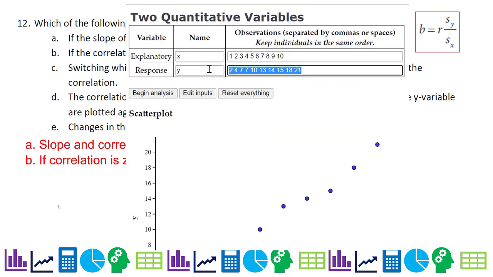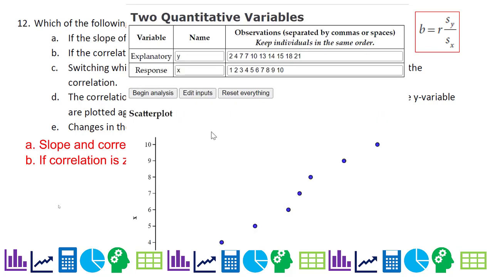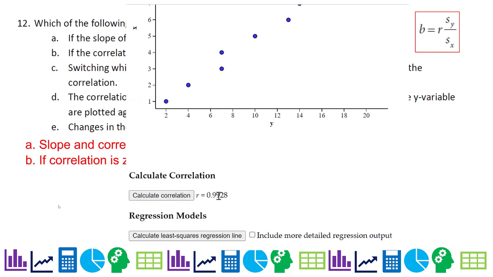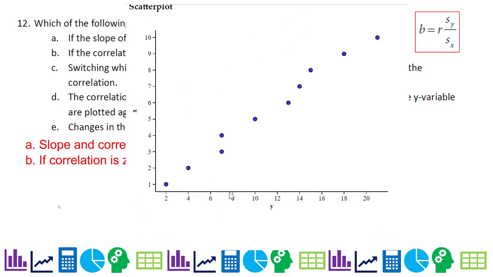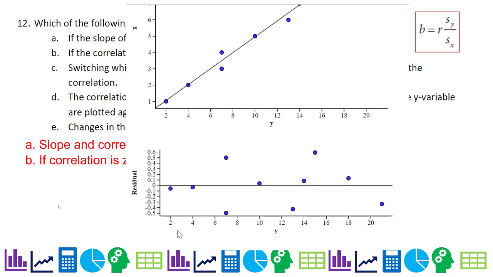So what I'm going to do now is switch these so you can see the impact. I'm taking the data and switching x and y. So now I have y here, I have x, and I hit begin analysis. You can see it looks a little different. It's close, but I have exactly the same correlation. Hopefully you remember from the Barbie bungee jump that switching the x and the y changes the equation. I'll show you.